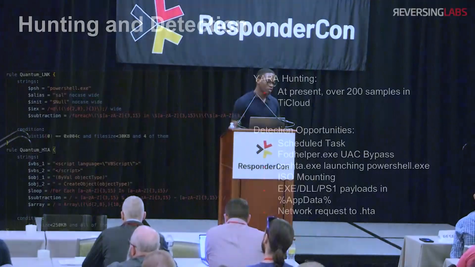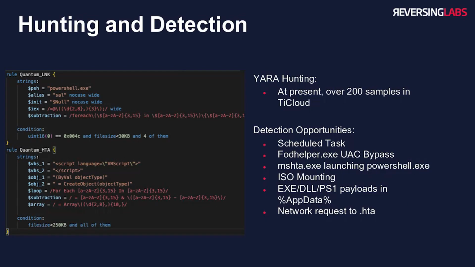So these are a couple of the rules that I wrote, and if we're going to talk about detection opportunities, YARA signatures are going to be okay for hunting, but they're not necessarily going to be enough.